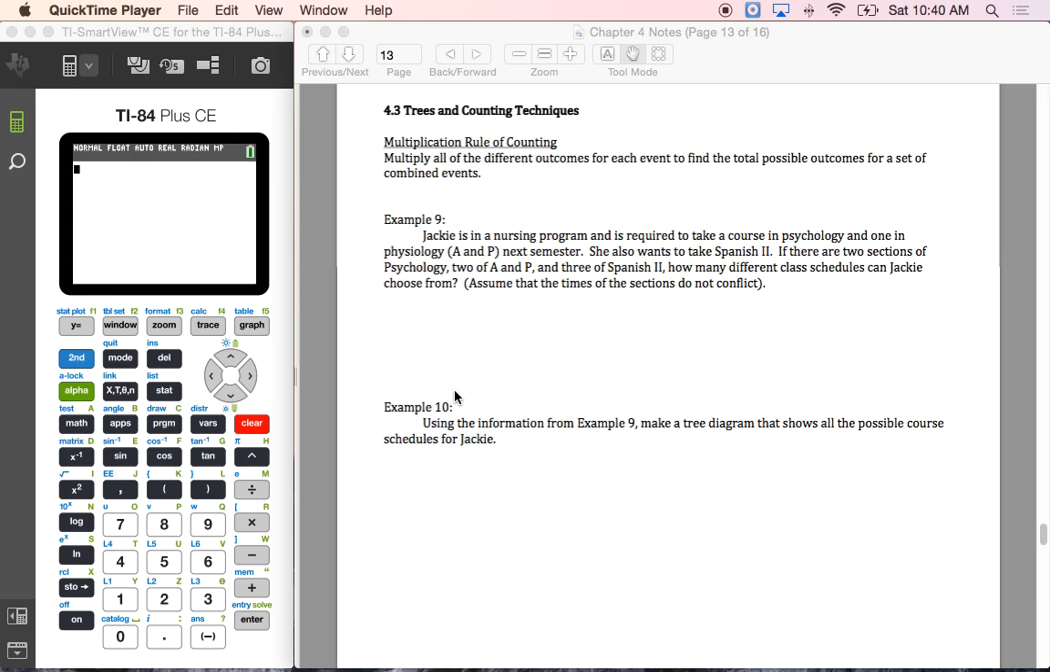So if I look at example 9, you want to find all the different numbers that are in here. We're looking at a nursing program, and we've got psychology, physiology, and Spanish. There are 2 sections of psychology, so we're going to take those 2 sections and multiply that by 2 sections of the A&P and then the 3 sections of Spanish 2. That will give me the total number of outcomes, or the total number of schedules that she could have. When I multiply those, we have 12. So there are 12 different schedules that she could have.